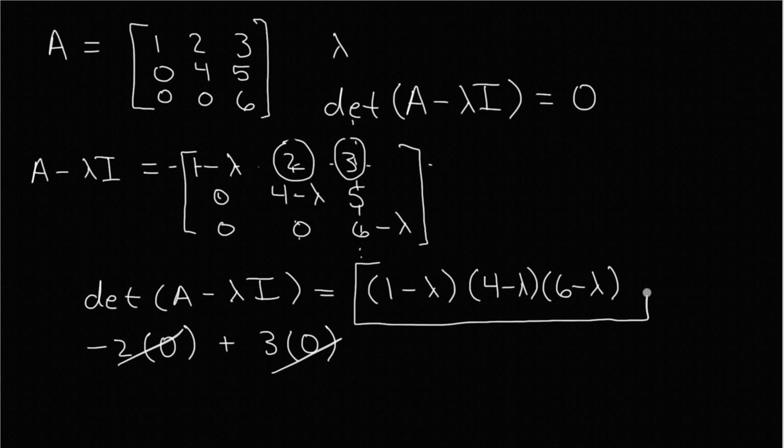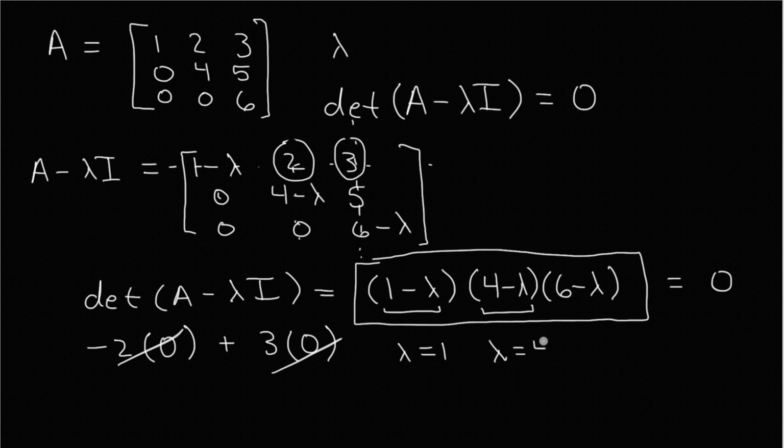This is my characteristic polynomial. 1 minus lambda, 4 minus lambda, and 6 minus lambda. So now I'm going to set it equal to 0 and find the roots of the characteristic polynomial. And the characteristic polynomial is composed of factors that I can individually set equal to 0. So if I set this factor equal to 0, I'm going to end up with lambda equals 1. For this one, I'm going to end up with lambda equals 4. And for this one, I'm going to be left with lambda equals 6. So these are my 3 eigenvalues.